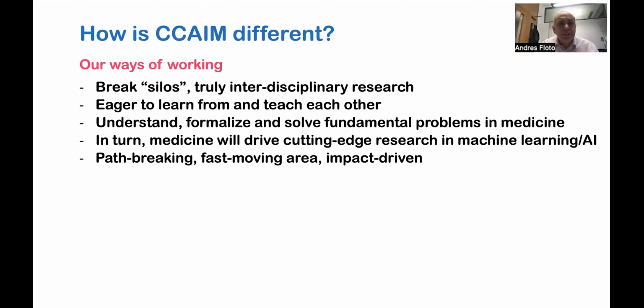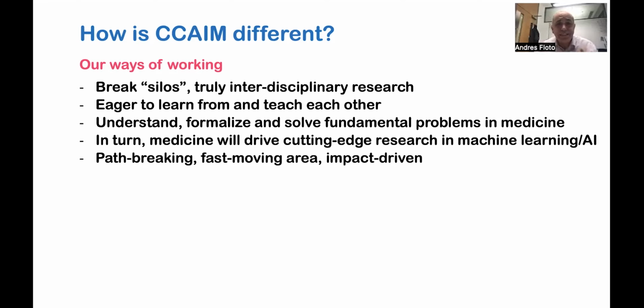So our ways of working are different. We want to break the silos that exist, this problem of communication between data scientists on the one side and clinicians on the other side, and deliver truly interdisciplinary research. We're really eager and keen to learn from and teach each other.